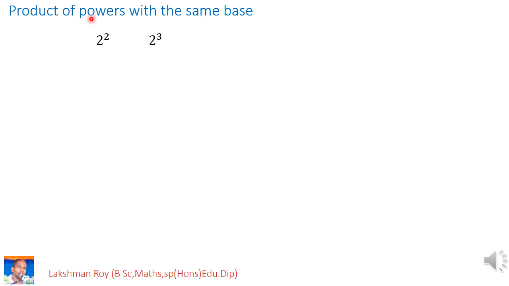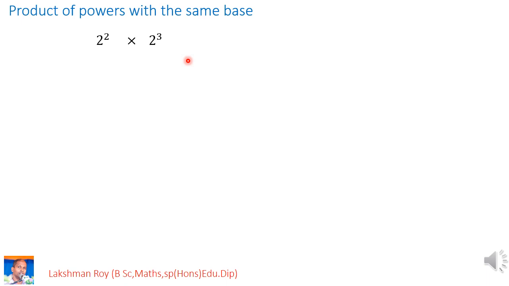Now these powers, 2 to the power 2 and 2 to the power 3, I take the product. See here, product of powers. What is the base here? Base is 2. What is the base here? Base is 2. That means same base. Now I am going to simplify this product using two different methods, students.